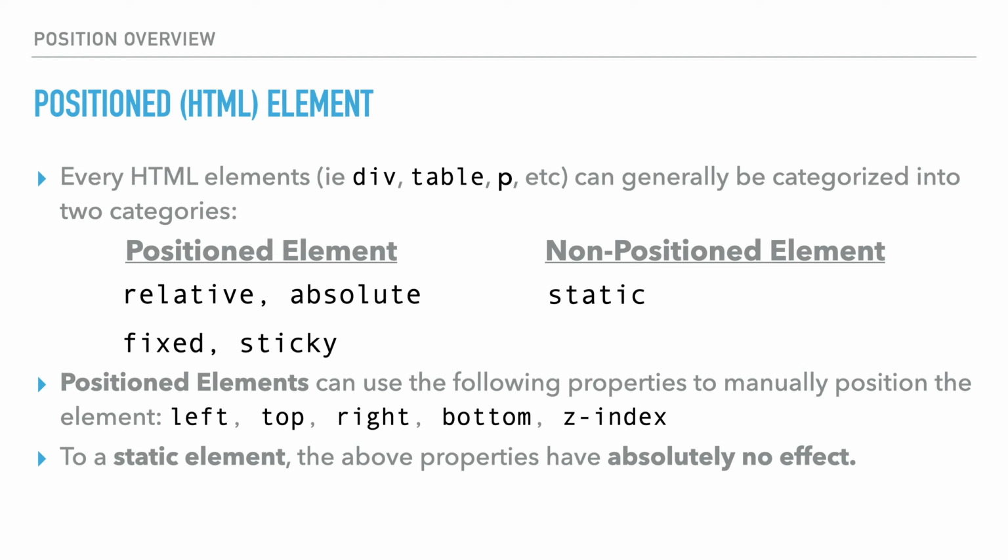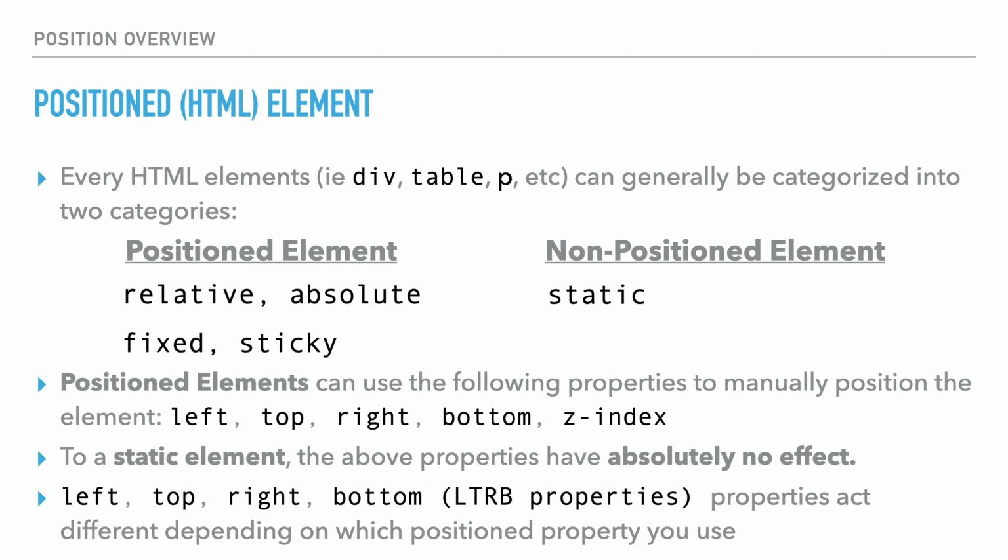So again, positioned elements are named such because you can quote-unquote position them on the document with the various positioning properties. Statically positioned elements cannot. And also, and this is very important, the left, top, right, and bottom properties, which I will refer to in this presentation as the LTRB properties, act radically different depending on which position property you're using.